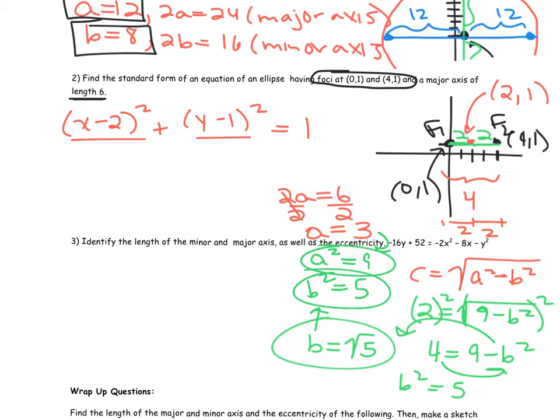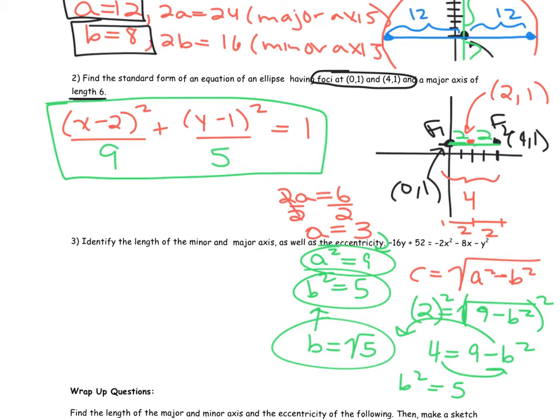So now we're just going to fill in on our equation. We'll have x minus 2 squared over 9 plus y minus 1 squared over 5 equals 1. And guys, that's it. We are done with this question. Finished. That's everything. All right.